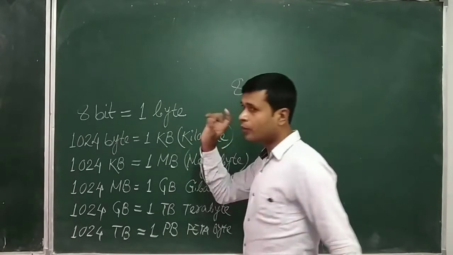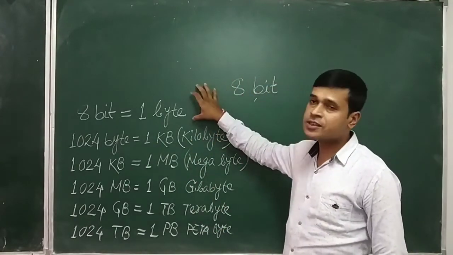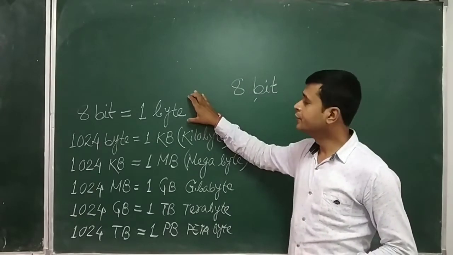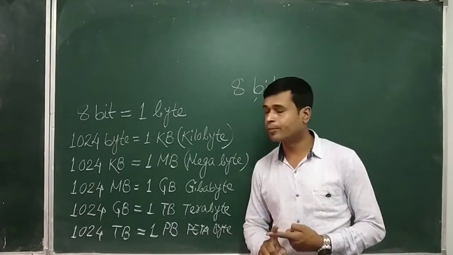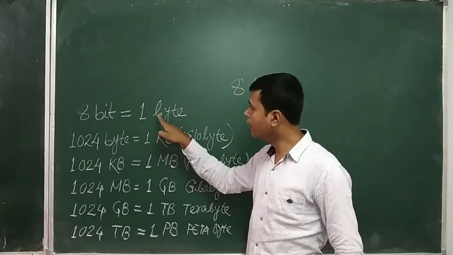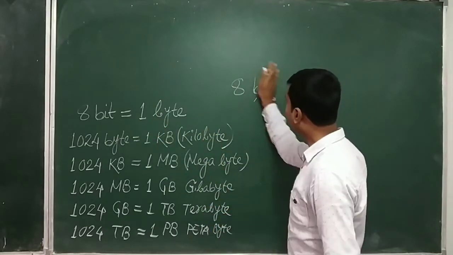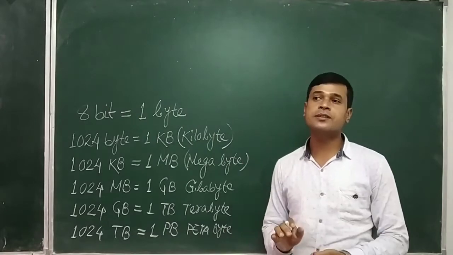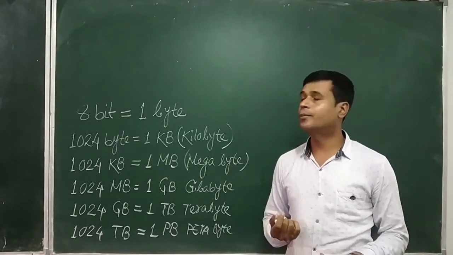Now the question is: what is the smallest measuring unit of a computer? The smallest measuring unit of a computer is 8 bit or 1 byte. I mean, it will become 1 byte, that is 8 bit. This is the smallest measuring unit of a computer.